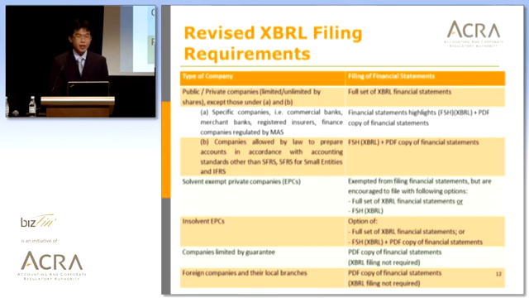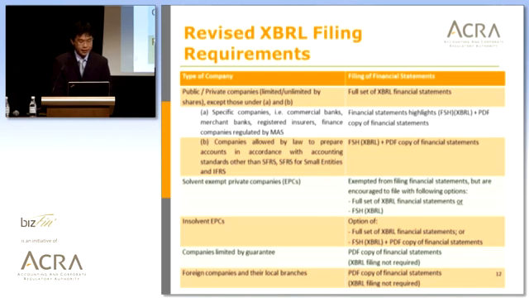For example, if you are a company that belongs to commercial banks, merchant banks, registered insurers, and finance companies regulated by MAS, because this group of companies currently has specific reporting requirements within their financial statements, instead of filing full XBRL, they will only be required to file financial statements highlights in XBRL format with a PDF copy of the financial statements. And at the same time, if your company is required by law to prepare your accounts in accordance with accounting standards other than SFRS, IFRS, and SFRS for small entities, you will also be required to file financial statements highlights with a PDF copy of your financial statements.